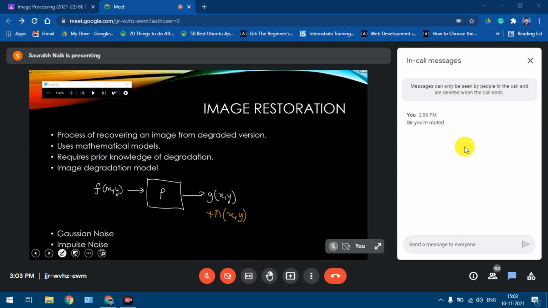What we need to do in image restoration is try to approximate this original image. Along with the degradation process that occurs on the original image, we may also have what we call additive noise. That is, along with the degradation process, in the output image, that is g of x comma y, we may also have added noise. That is why we represent it with a plus a noise function, a two-dimensional noise function because it is in the spatial domain.